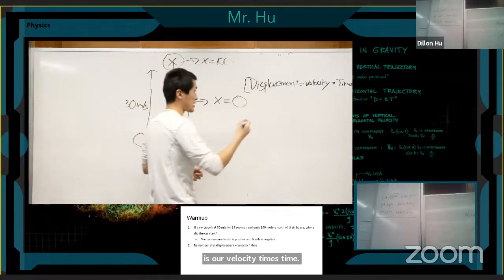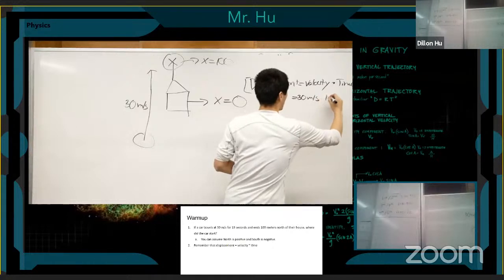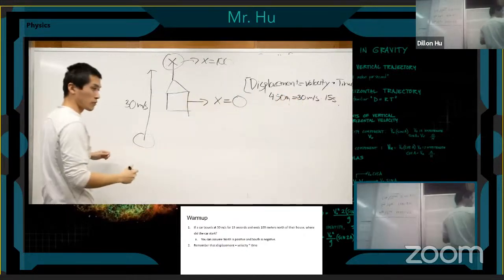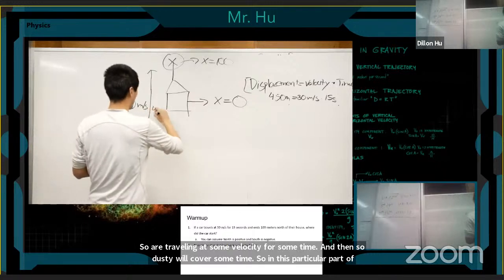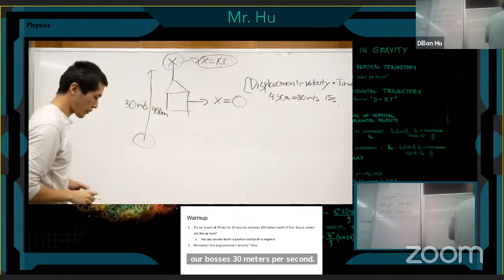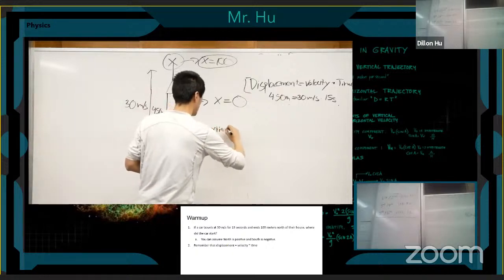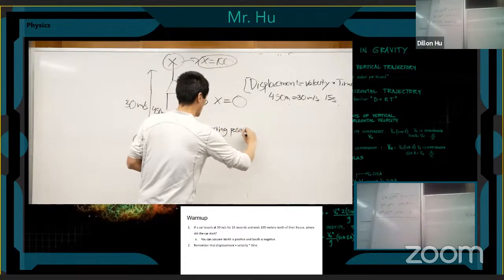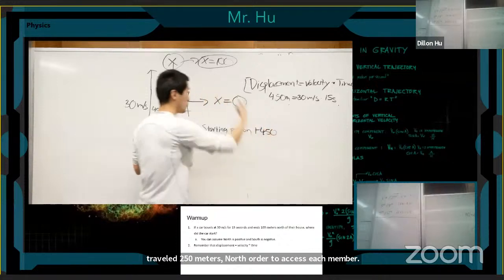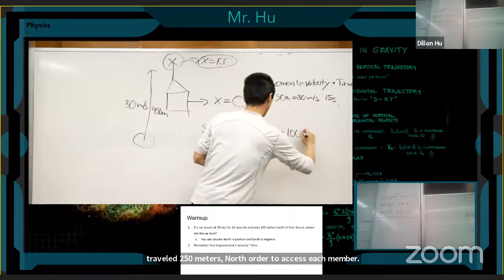So in this particular problem, our velocity is 30 meters per second. We travel for 15 seconds, which means our displacement, 30 times 15, is 450 meters. So in other words, the car traveled 450 meters north in order to end up at x is equal to 100. So our starting position plus 450, because we're going 450 meters north, is equal to 100. Right, we're ending at 100.